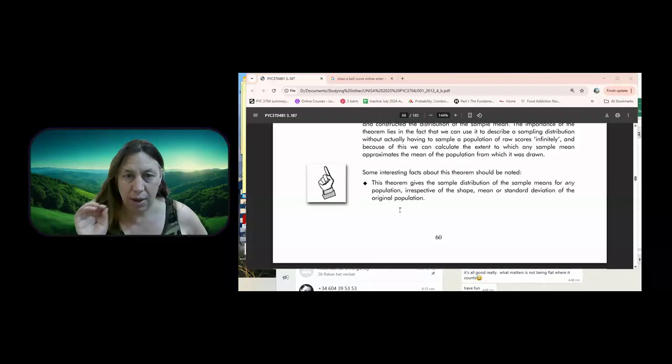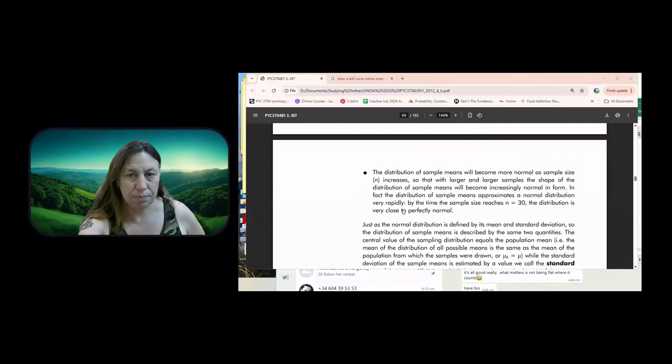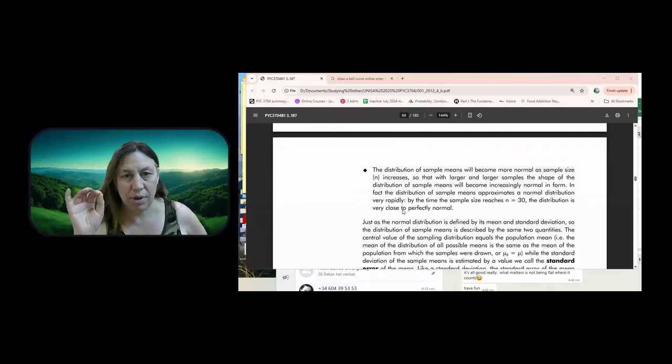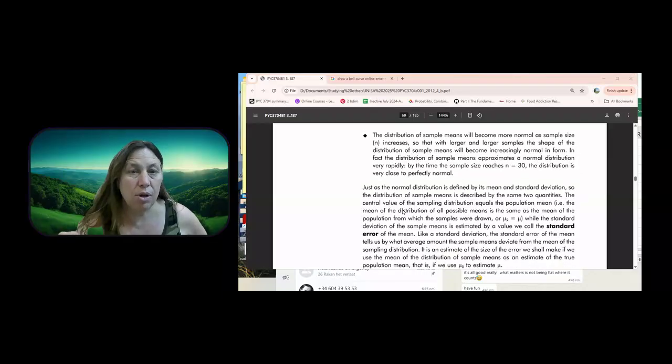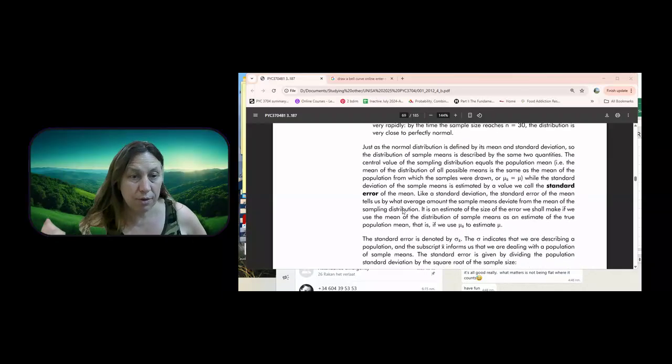It applies for any population, regardless of the shape of the curve, the mean or standard deviation of the original population. As n increases, the distribution of sample means becomes more normal. Okay? By the time n equals 30, the distribution is very close to perfectly normal. So we looked at in Excel an example with n equals 20, and it was still quite a high level of error, I thought.